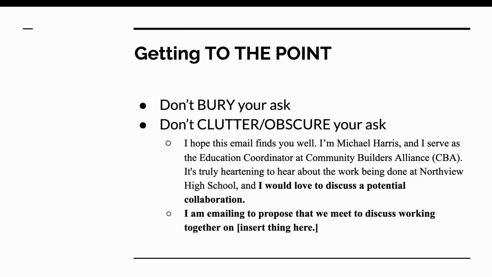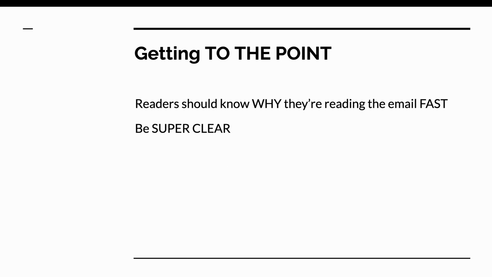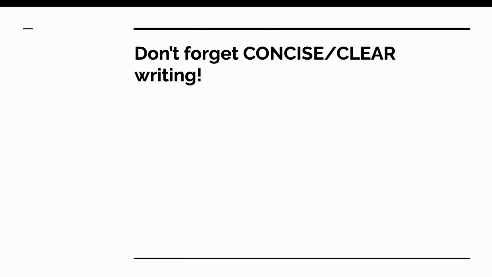You need to say, "I'm emailing to propose that we meet to discuss working together on blank." And you can use other kinds of ways to convey a warmer tone, but you do need to come straight out and be clear and say what you need and what you mean. So whenever you're writing these emails, readers should know why they're reading this email as fast as possible, and you need to be very clear about that.